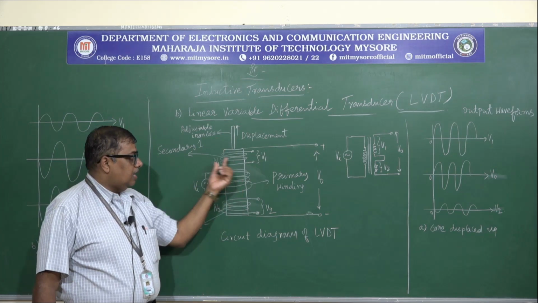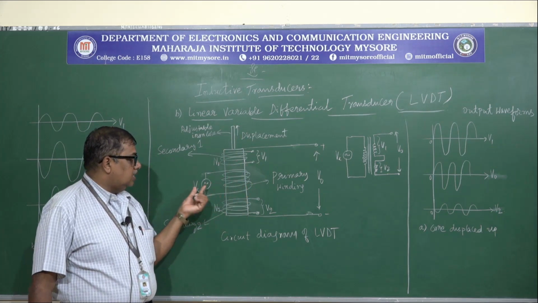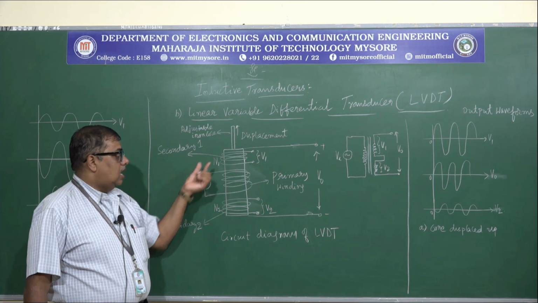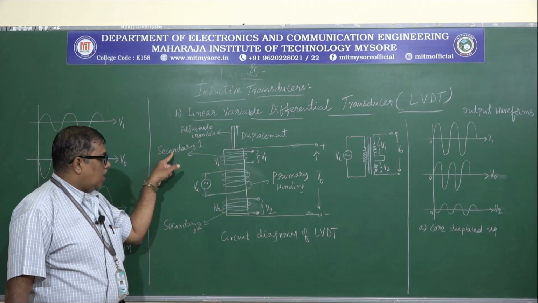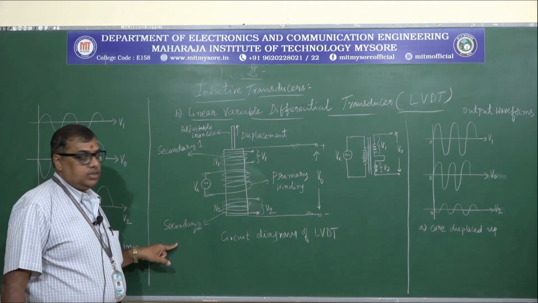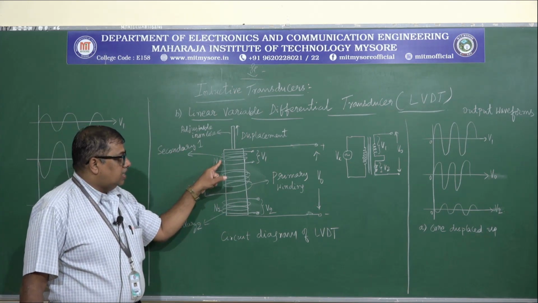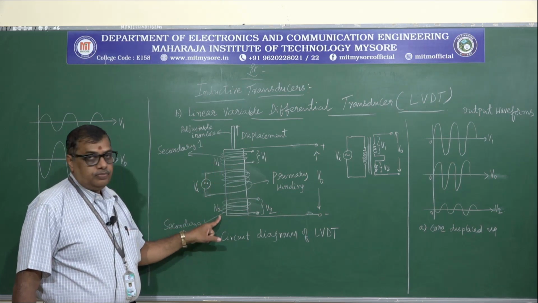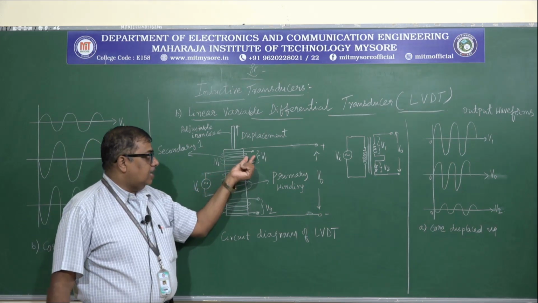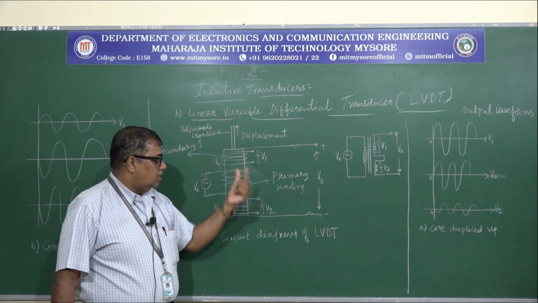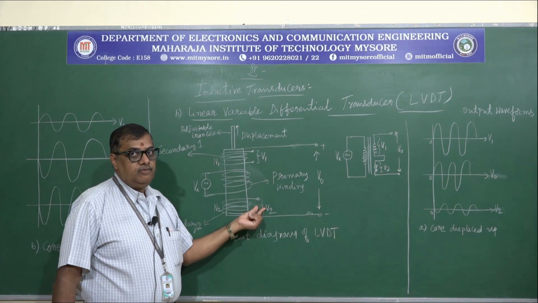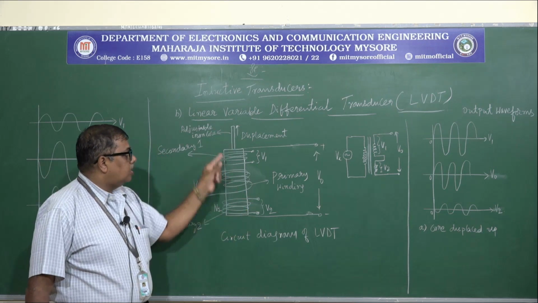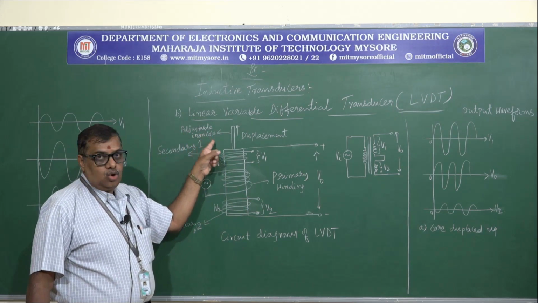One is called the primary winding, which is connected to the source voltage, and the other 2 are called the secondary windings, secondary winding 1 and secondary winding 2. They have turns N1 and N2. The voltage across secondary winding 1 is called V1, and the voltage across secondary winding 2 is called V2, and it has an adjustable iron core.